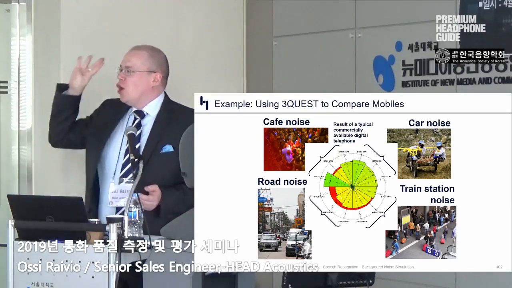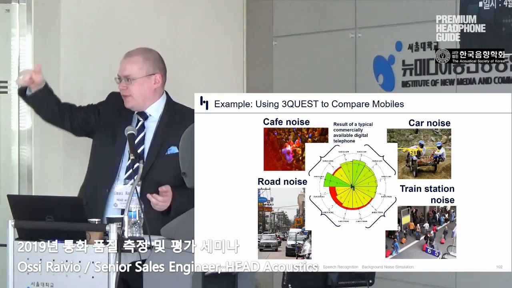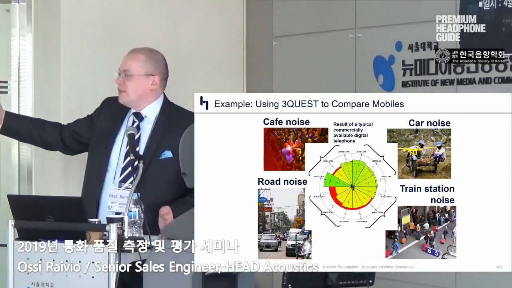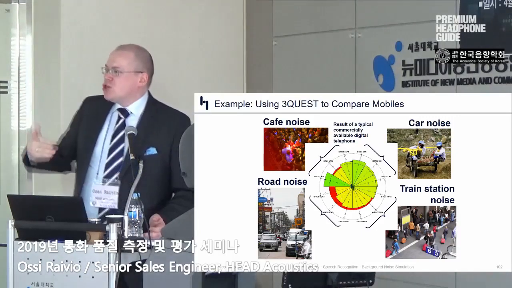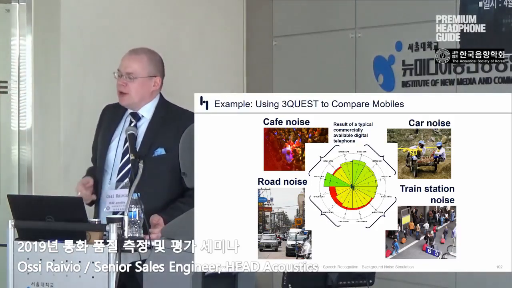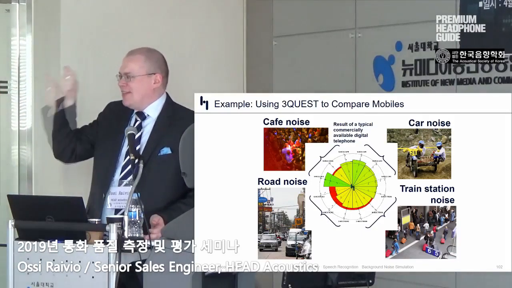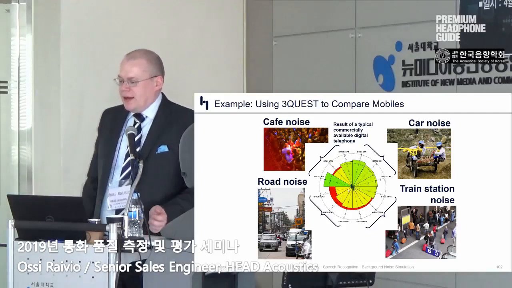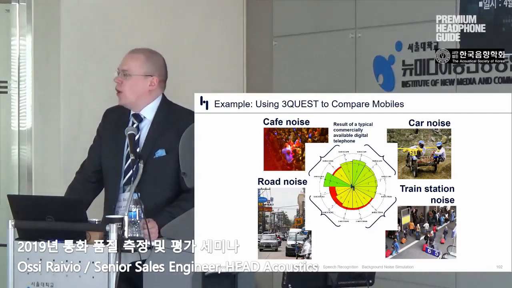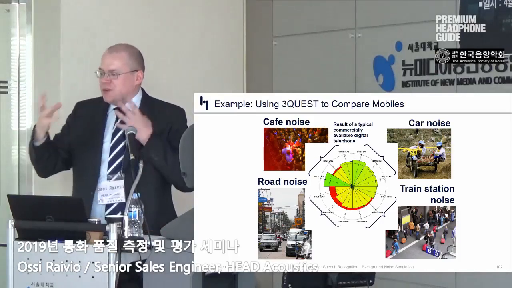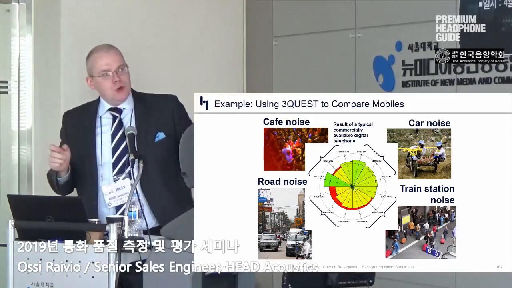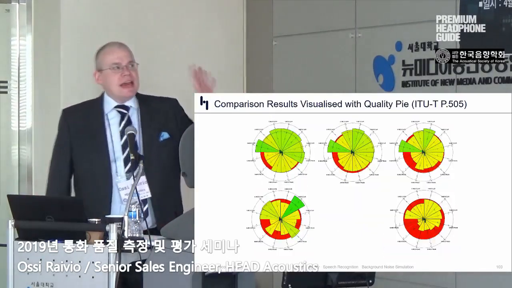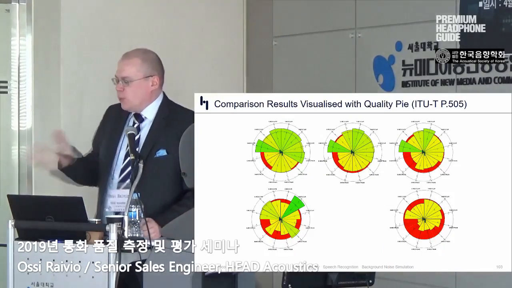So the idea is we take four different noises. We take cafeteria, car, train station, and road. Road means close to an intersection. And then we measure the 3QUEST, narrowband, wideband, super wideband, and we plot the S-MOS, N-MOS and G-MOS for each device in what is known as ITU P.505 quality pie. The idea is that you pick a certain number of parameters which you plot out as a pie diagram. And this way you can very easily do comparison between devices.